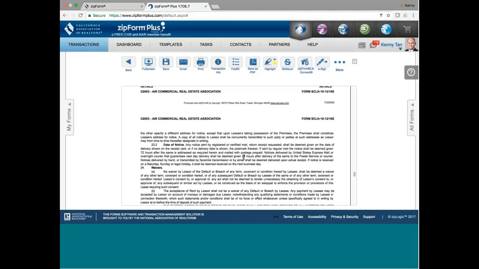Date of notice, it says here, any notice sent by registered mail shall be given on the date of delivery shown on the receipt card. So if you send notice by certified mail with return receipt, the actual date of notice starts from the day of delivery shown on the receipt card.